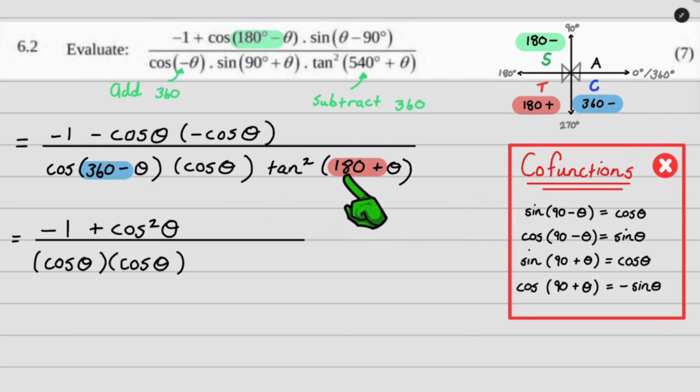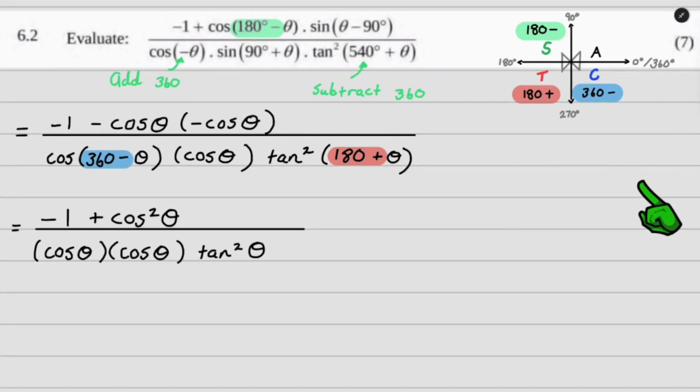And this tan is in the 180 plus quadrant. In the 180 plus quadrant, tan is positive. So this will just change into tan squared of theta. Okay, now I'm starting to see trig identities. So I'm seeing a tan here, and this is almost an identity. So you've got to think back to the identities you learnt in grade 11. These are not on the formula sheet, so you've got to know them off by heart.